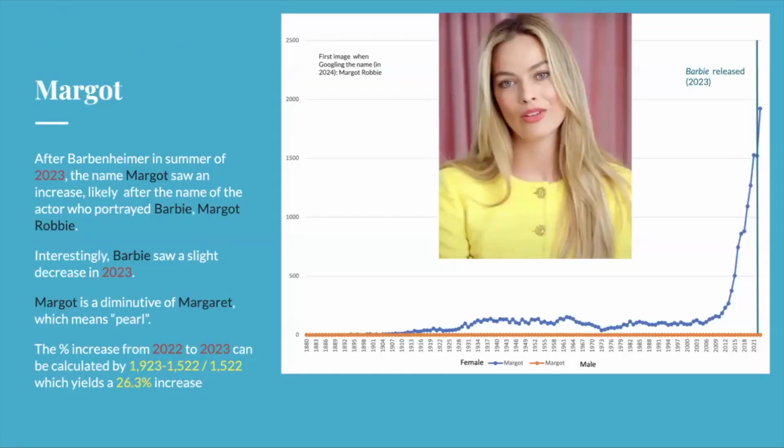And so if you were around in 2023, you probably remember Barbenheimer, which was when the movies Barbie and Oppenheimer opened on the same day. So in 2023, the name Margot saw an increase, likely after the name of the actor who portrayed Barbie, Margot Robbie. Also, Barbie saw a slight decrease in 2023. However, it's very uncommon. It's not often a given name because Barbie is a diminutive of Barbara. Margot is a diminutive of Margaret.